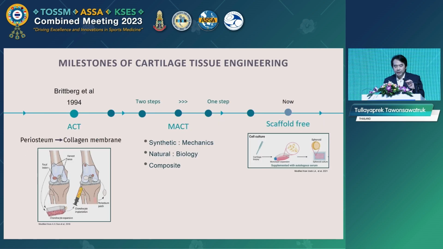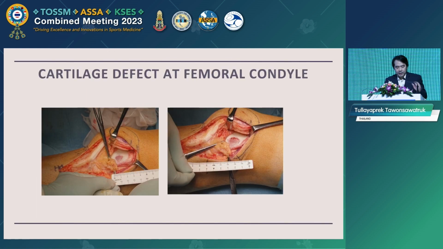The milestone for cartilage tissue engineering starts in 1994 with Brittberg, using cell culture. The cell solution is put in the cartilage defect and covered with a periosteum patch. As time went on, new technologies came up. There are two-step autologous transplantations and one-step approaches like BMAC combined with some sort of scaffold. And now we try scaffold-free culture of cells without the scaffold, like chondrosphere.